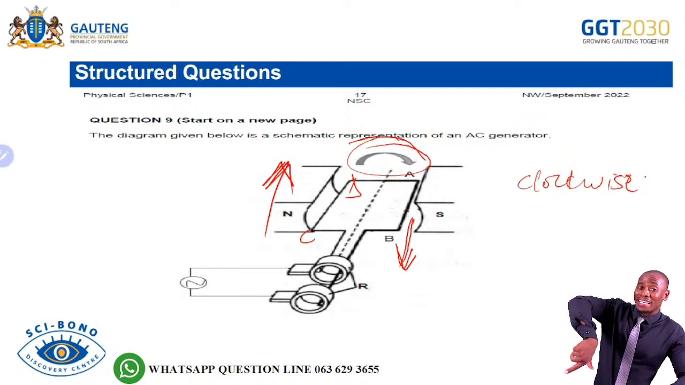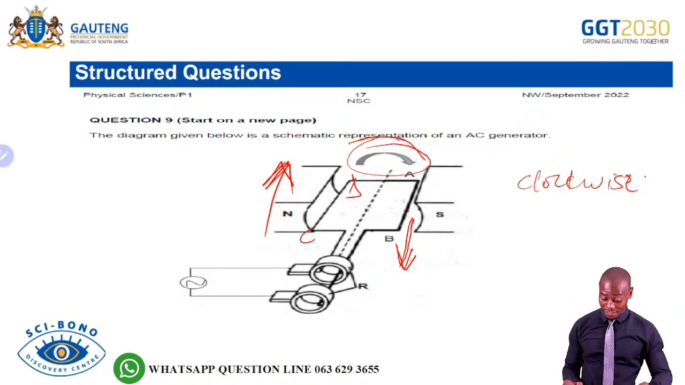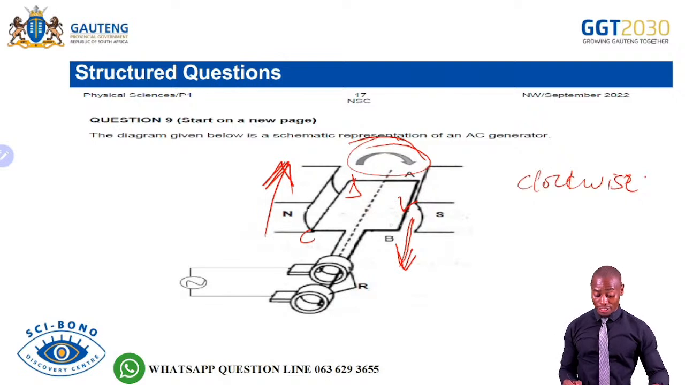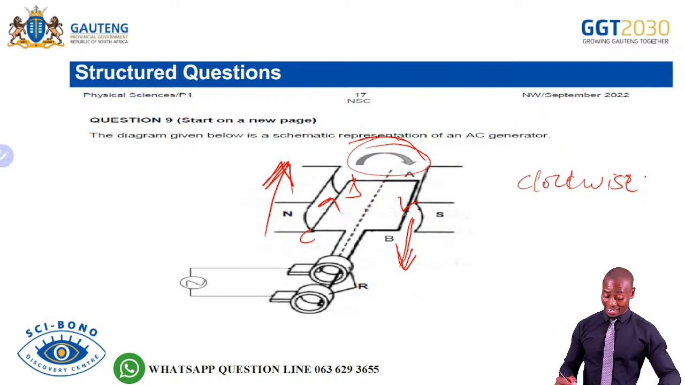Then look at my middle finger. It's pointing out of the screen. Since it is pointing out of the screen, it means that the current is out, which is A to B. So if it's A to B, then this side it would be C to D. Remember, if the current is in this side it should be out, or if it's out this side, on the other side, it should be in. That is very, very important.